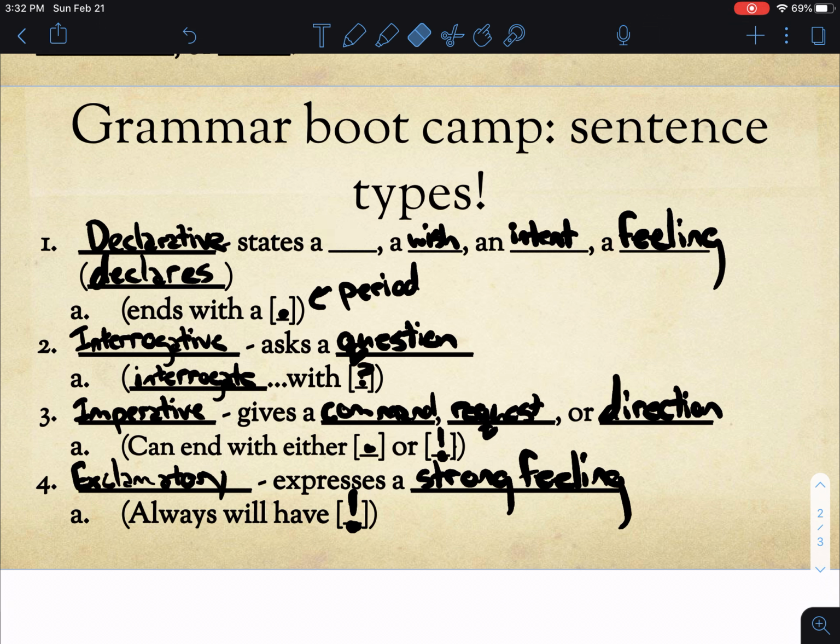Let me rewrite the word fact so that it's a little bit clearer. Go ahead and get those 2 slides into your notes, and next week we'll talk a little bit more about crafting sentences.